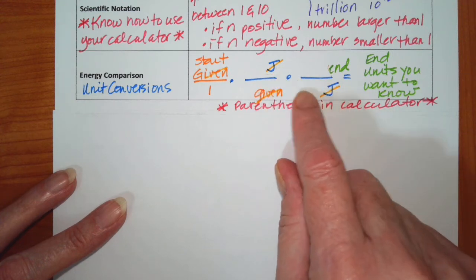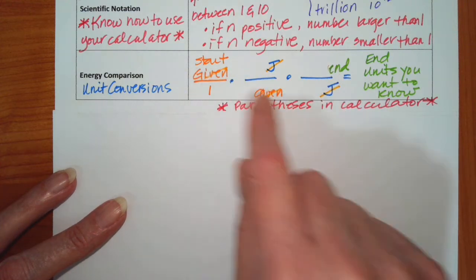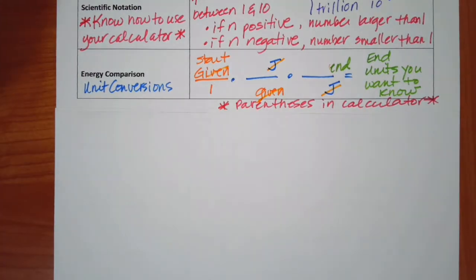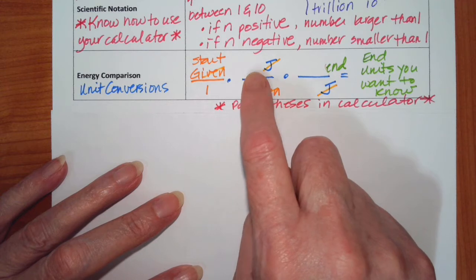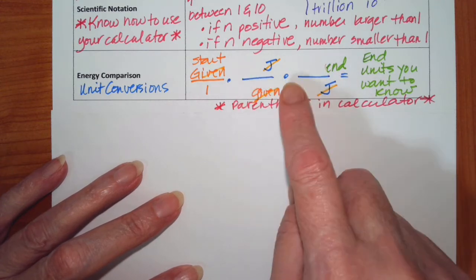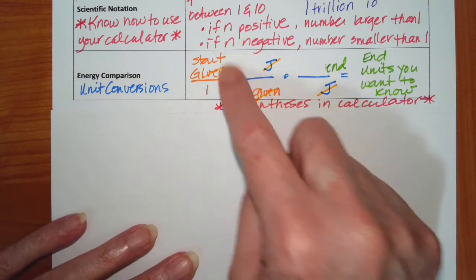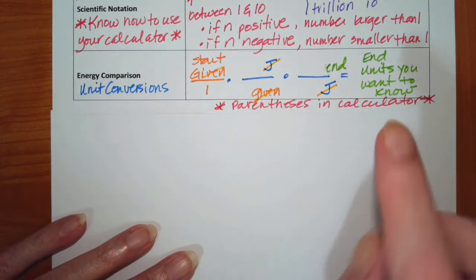Then you're going to multiply that times your ending unit over the joules so that your given units cross out and your joules cross out, and then you end up with what you want to know. Now, this is one where it's really going to be important that you know how to use your calculator. Because you're going to be dealing with something times 10 to the something in joules, something times 10 to the something, your scientific notation. Remember that you have to put the numerator in parentheses, you have to put the denominator in parentheses.